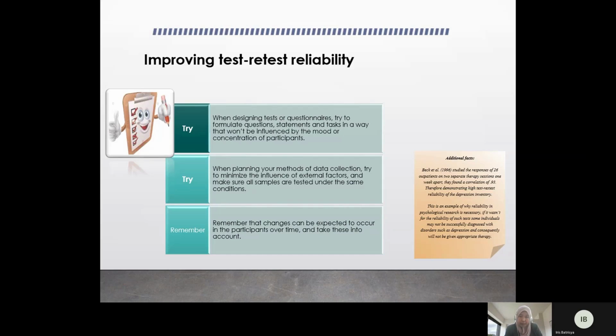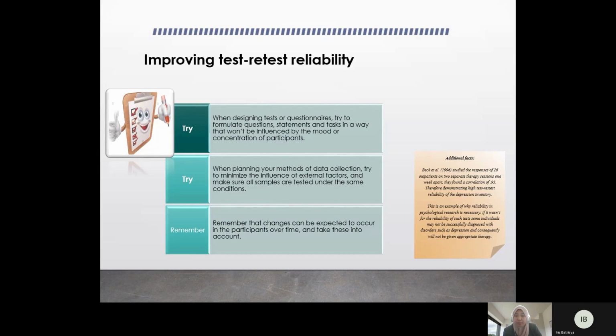Okay, here I want to share a bit on the additional facts. Beck et al. 1996 studied the responses of 26 outpatients on 2 separate therapy sessions 1 week apart. They found a correlation of 0.93, therefore demonstrating a high test retest, sangat tinggi dekat situ, 0.93. This one is about the reliability of the depression inventory.